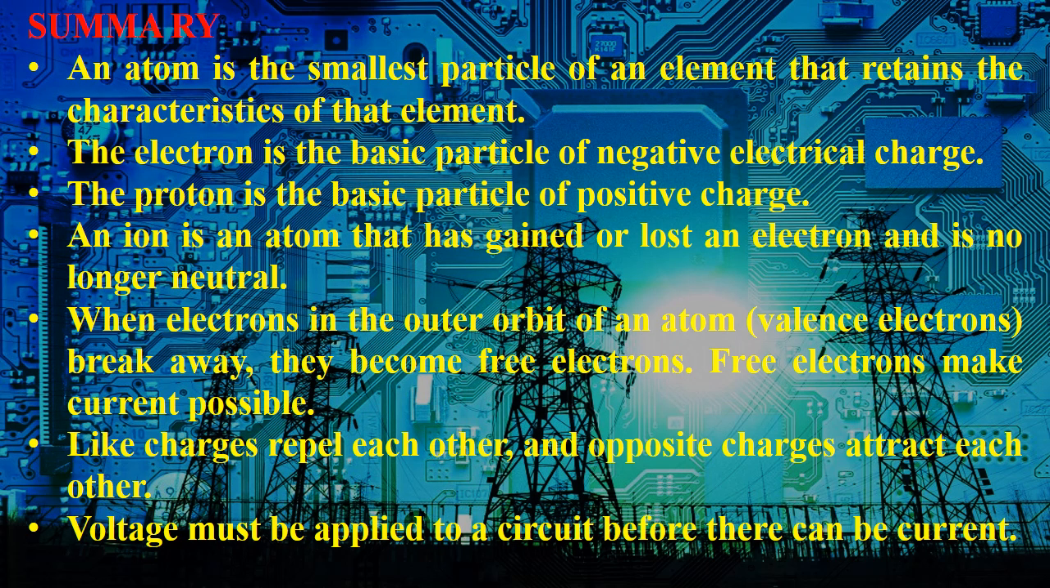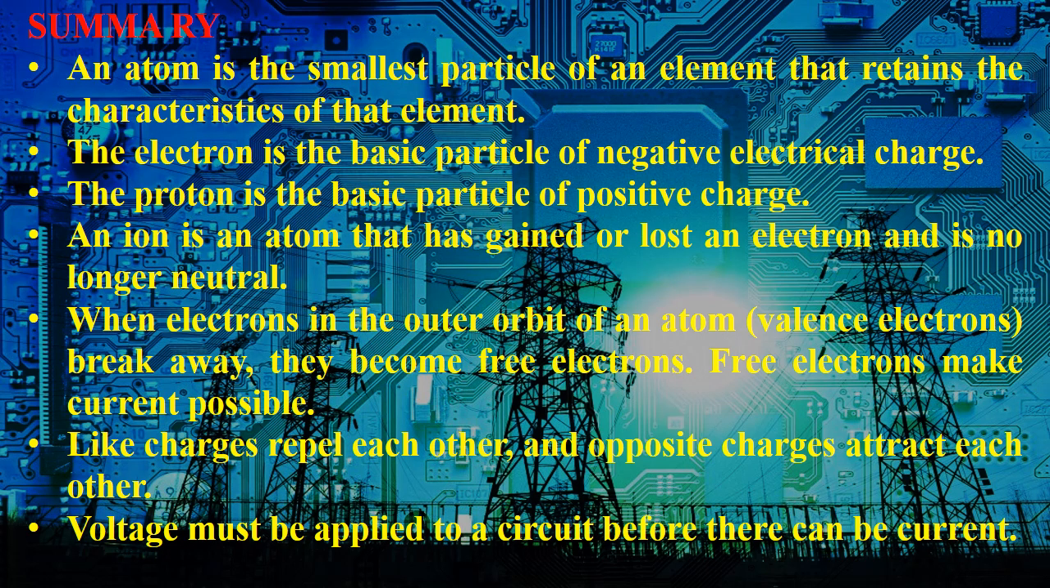Okay, that brings us to the end of the unit, the summary of that unit. There are some points here. An atom is the smallest particle of an element that retains the characteristics of the element. The electron is the basic particle of negative electrical charge. The proton is the basic particle of positive charge. An ion is an atom that has gained or lost an electron and is no longer neutral. When electrons in the outer orbit of an atom, which are valence electrons, break away, they become free electrons. These free electrons make current possible.